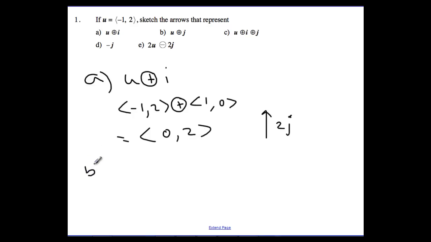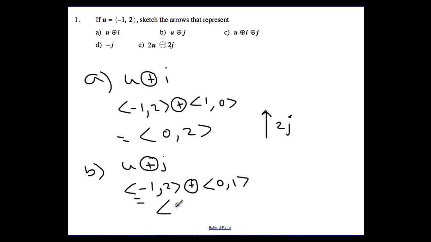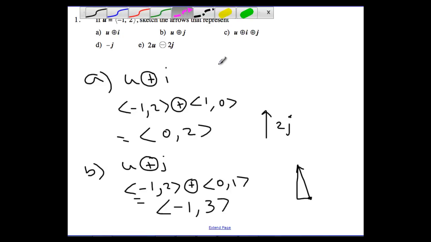And B says u plus j. Well, same idea. Negative 1 comma 2 plus j, which is 0 comma 1. So the resulting vector is going to be negative 1 comma 3. And so that vector is going to be negative 1 in the x, 3 in the y. So it's going to look something like that. Just to highlight it, make it a little bit more clear. The vector we're talking about is right here.